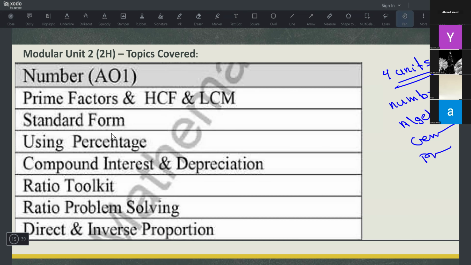The difference is in the topics. Unit 1, number: prime factors, highest common factor, lowest common multiple, standard form, percentage, compound interest and depreciation, ratio token, basics of ratio, ratio problem solving, direct and inverse proportion, will weigh 15% of the exam paper.